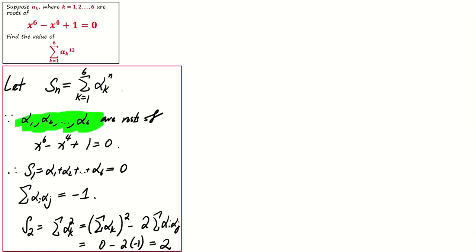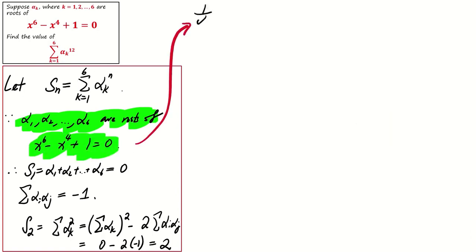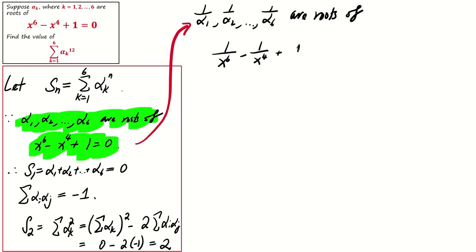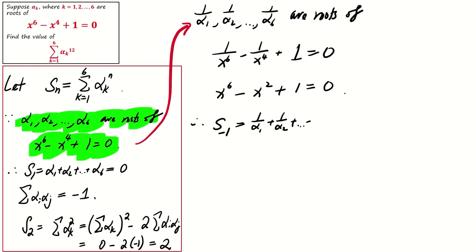Since the alphas are roots of the equation x power 6 minus x power 4 plus 1 equals 0, then 1 over alpha are roots of 1 over x power 6 minus 1 over x power 4 plus 1 equals 0, which is equivalent to x power 6 minus x power 2 plus 1 equals 0. The sum of the reciprocals will equal 0. Similarly, the sum of the squares of the reciprocals equals 0.